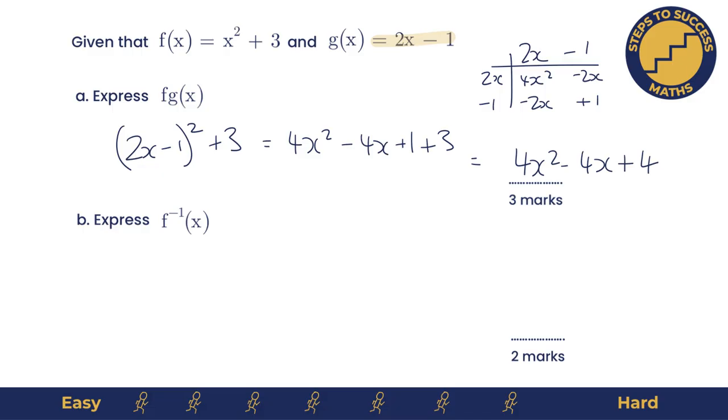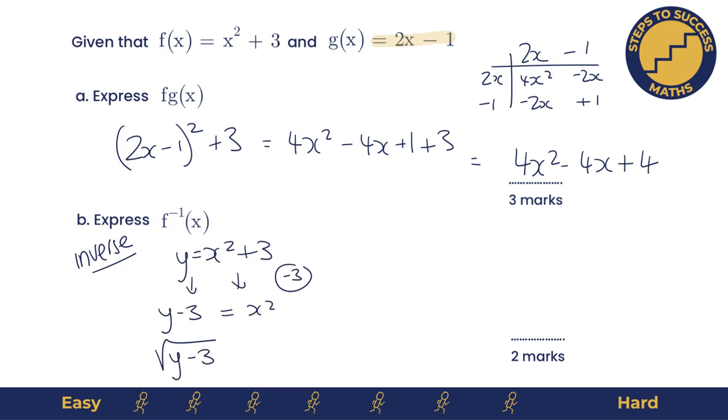Part B. Express f to the negative 1 of x. So find the inverse of f. Remember, y equals x squared plus 3. Change the subject of the formula. Start by taking away 3. Y take away 3 is equal to x squared. And now you need to square root your answer. The square root of y minus 3 is equal to x. And write it correctly. F to the negative 1 of x is equal to the square root of x minus 3. That last step is the one that most students forget to do. So make sure you remember it.